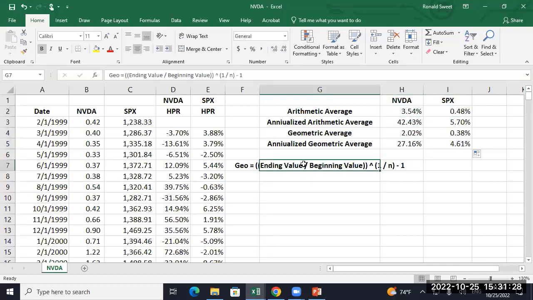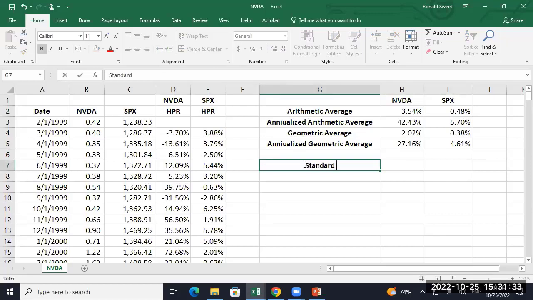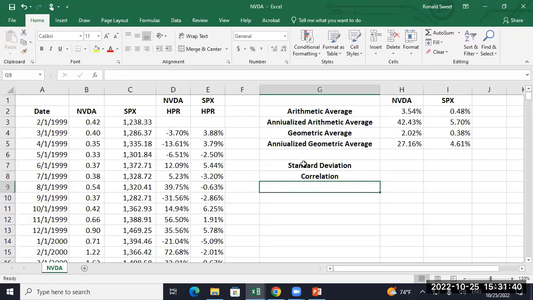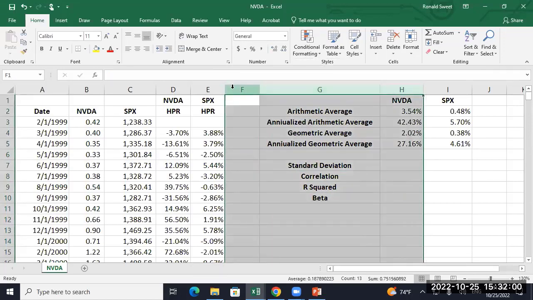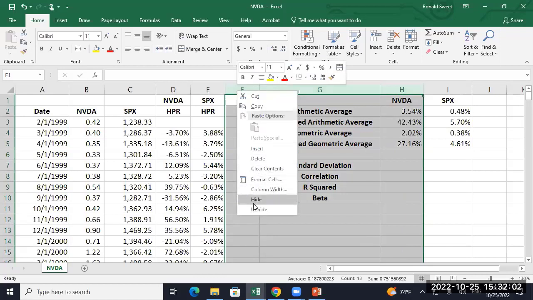All right, so let's talk about these other things. We got standard deviation, correlation, R squared. Why is it R squared? Because correlation is rho, and rho squared is R squared. So correlation and R squared go together. Then we have beta. All right, so let's look at these formulas and see if I can get it so that today you can leave where you know these formulas for the rest of your life.